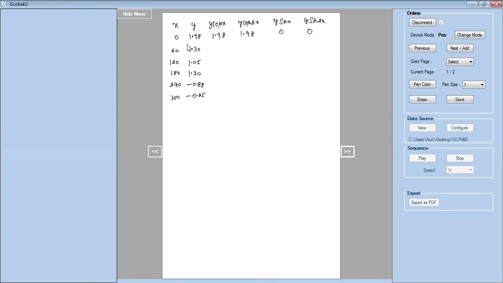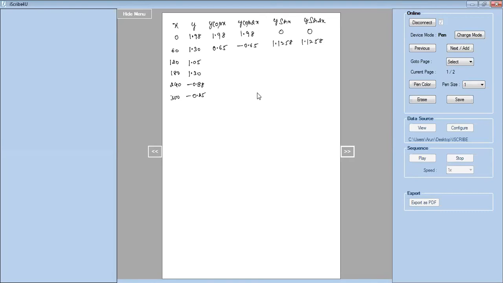Similarly, go on pressing equal, then again it will ask x. You press 60, the next value of x, and the corresponding y value is 1.30. Type 1.30, press equal. Then it will give you the value of y cos x, which is 0.65. Next, y cos 2x is minus 0.65. Then y sin x is 1.1258, and y sin 2x is 1.1258. You can just repeat this, then press equal, it will again ask the x value.